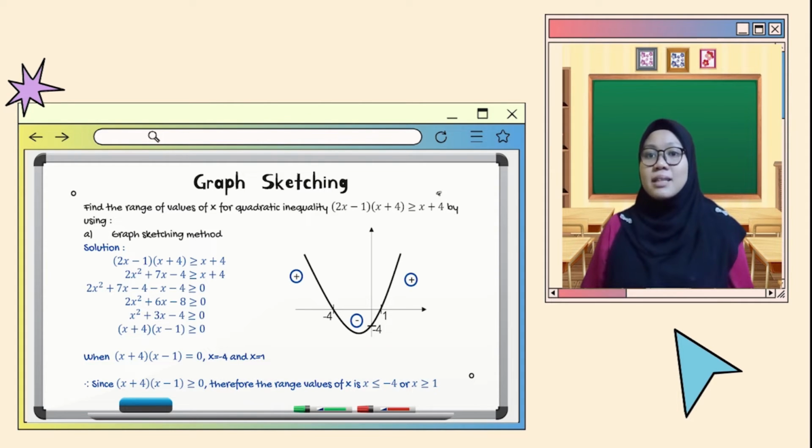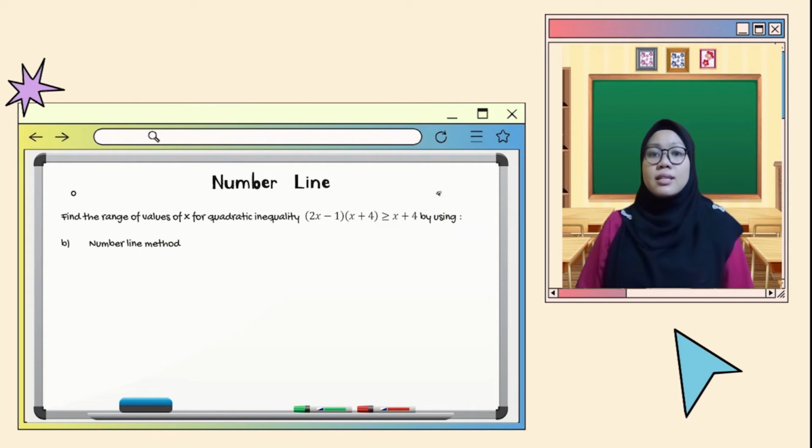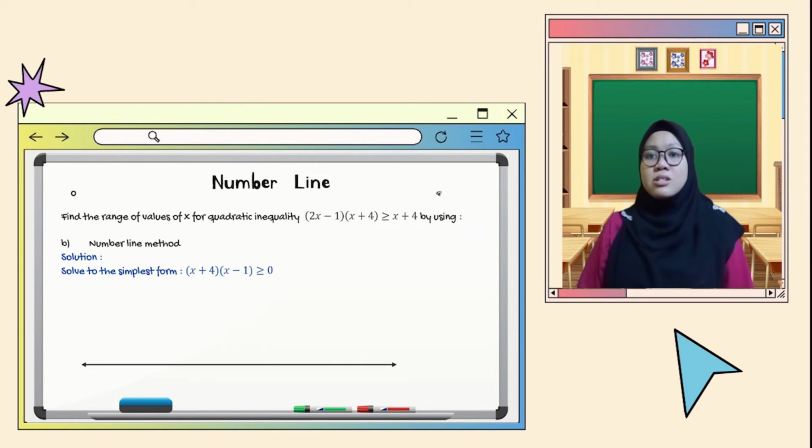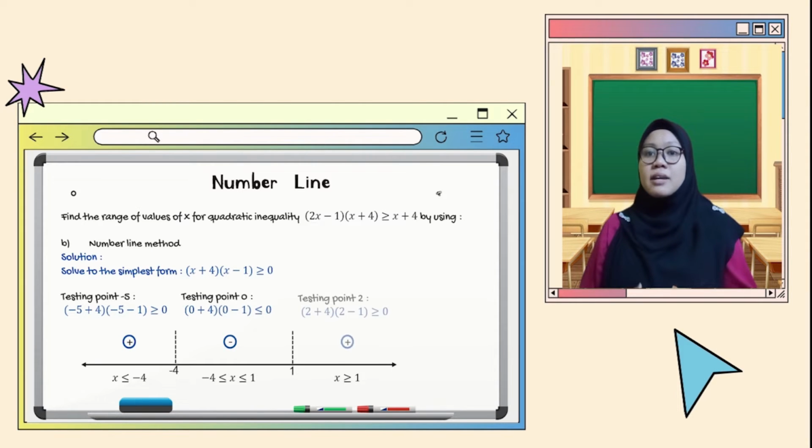Next, let's check the next method, the number line method. First, solve it to the simplest form. Then draw a number line and let the equation equal to 0. From there, we will get x equals -4 and x equals 1, which will be our marks. And from there, we can find the values of x that satisfy these inequalities. Solve using the values chosen, and from there note the positive values only, since we are solving for the equation which is more than or equal to 0. Hence, the answer will be this.